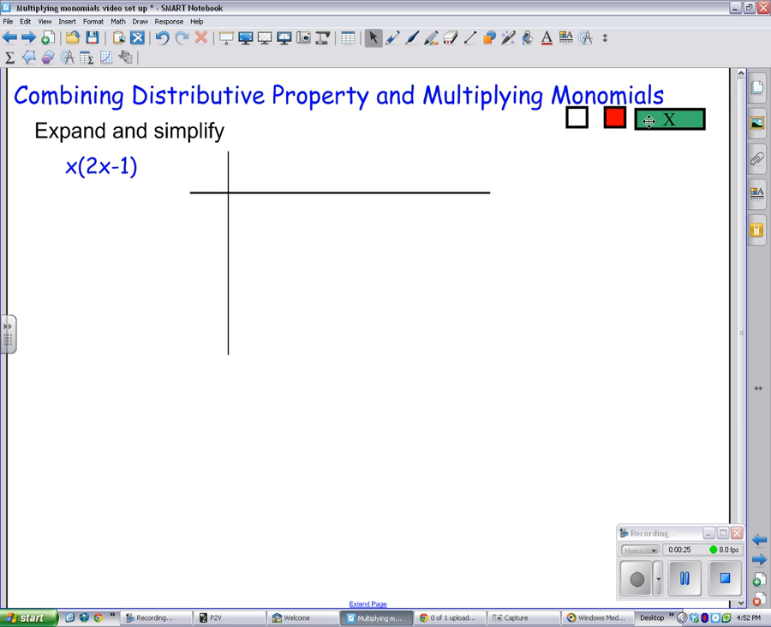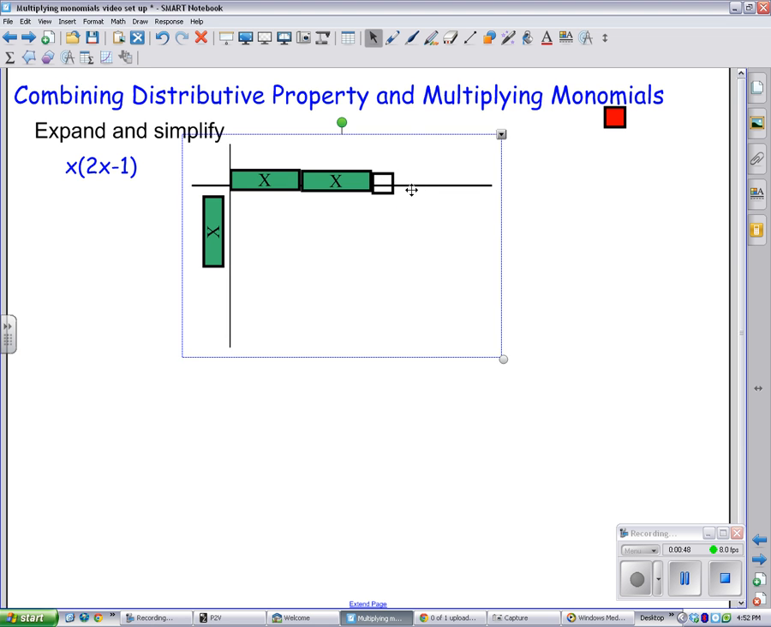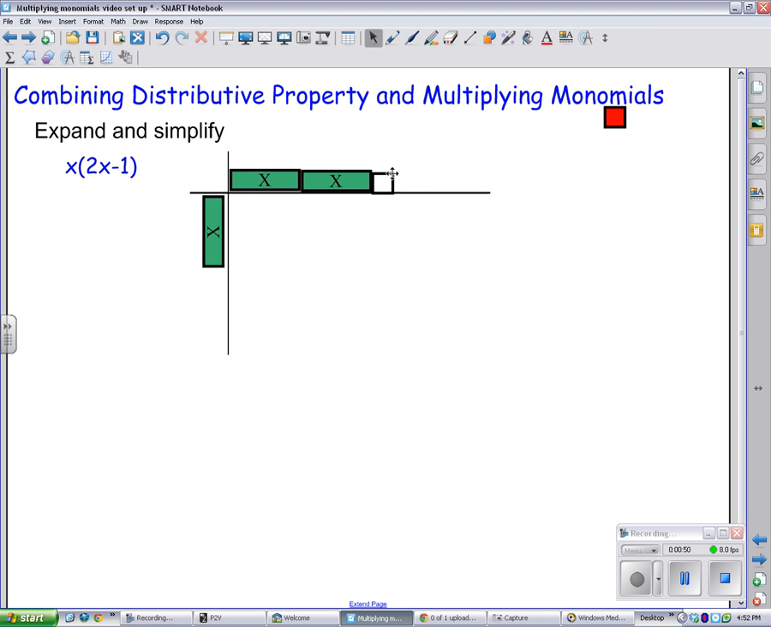Now I'm going to need an x, and that's how many groups I'm going to need. So I'm going to grab this x and stick it along the side, but then I also need groups of 2x minus 1. So I'm going to use a couple of the x's oriented in this direction. And I also need a negative 1, so I'm going to stick this in here. So it's really saying I need to create a rectangle that has a length of x and a width of 2x minus 1.